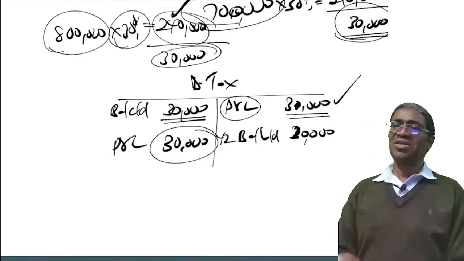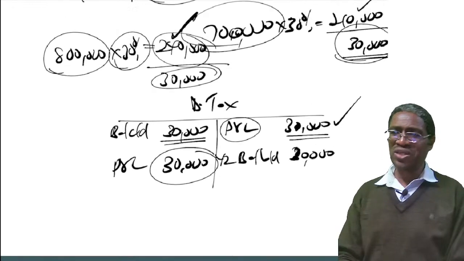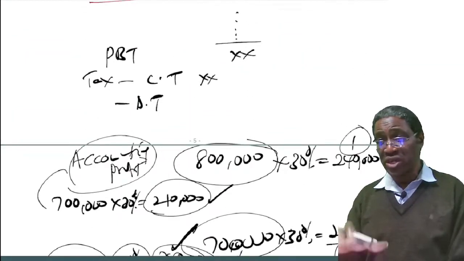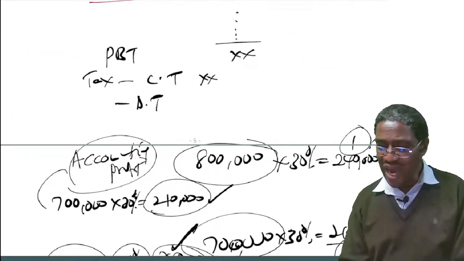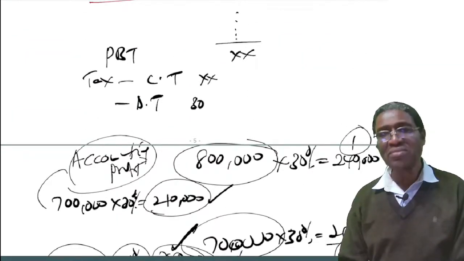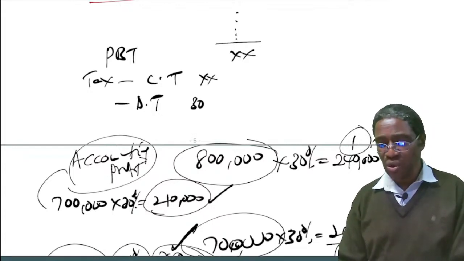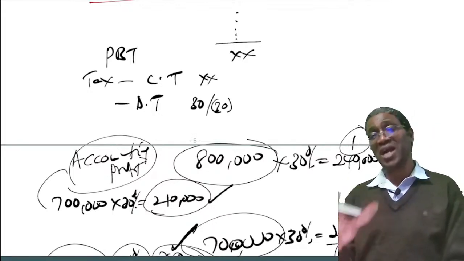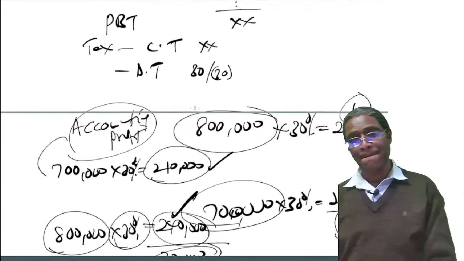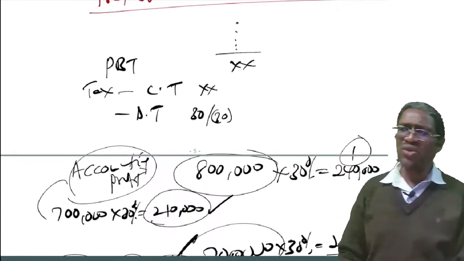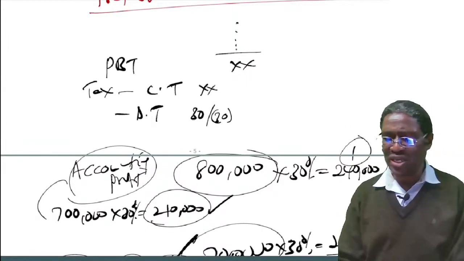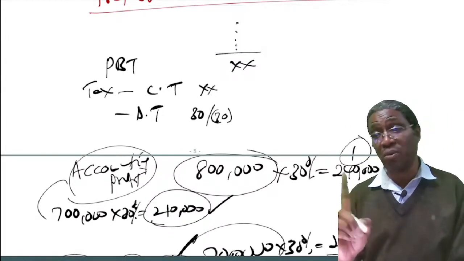Now, good. With that idea now, listen to this now. I want to take you back now and we discuss, when do I add the 30 to the current tax? When do I deduct the 30 from the deferred tax, from the current tax? Now listen. To know when to add and when to subtract, it is good that you look at the income statement in a T format.